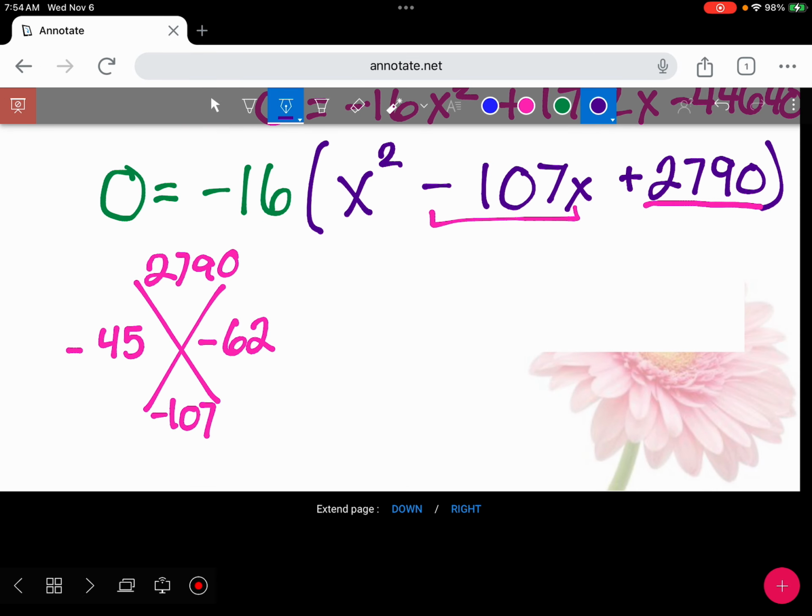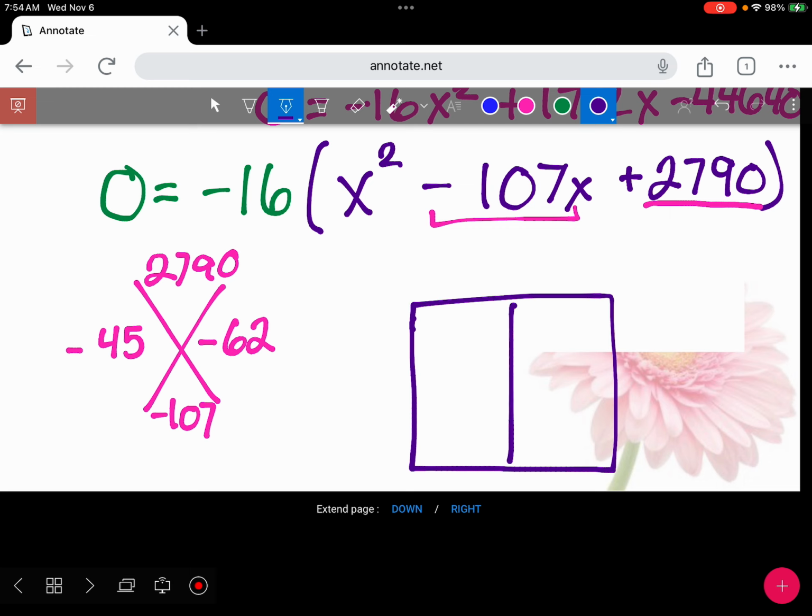How do you know what goes in which spot? Top left box always catches your ax squared. So our 1x squared always goes here. Our c is always going to go bottom right. So I'm just going to erase the 1 because we don't need it. And the c, that 2,790, always goes bottom right. As far as the other two spots, it genuinely doesn't matter if I put the negative 62 on the left or on the right.